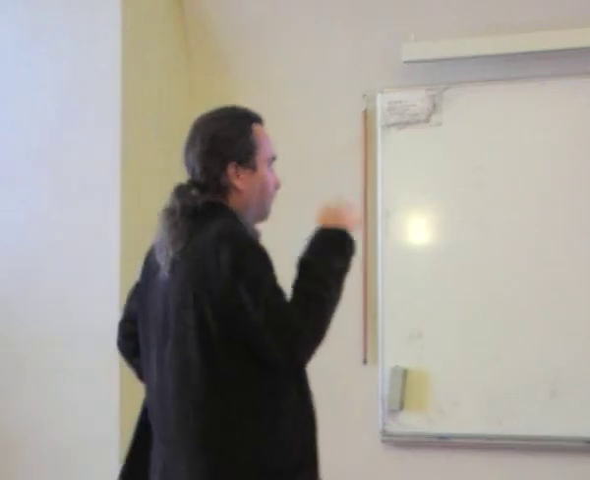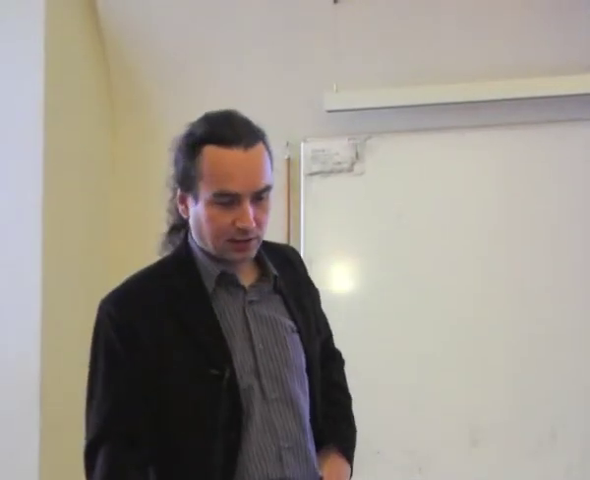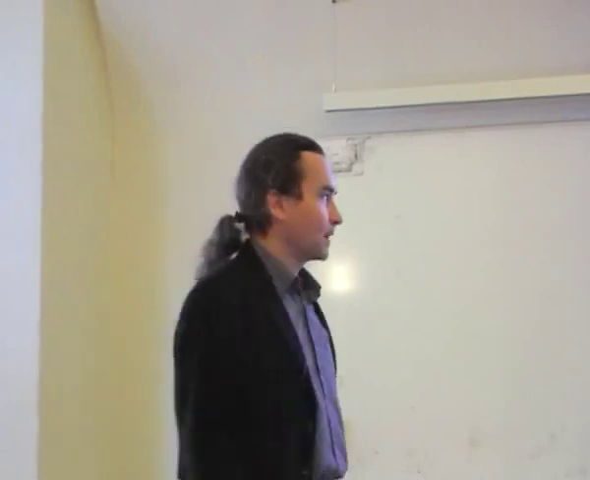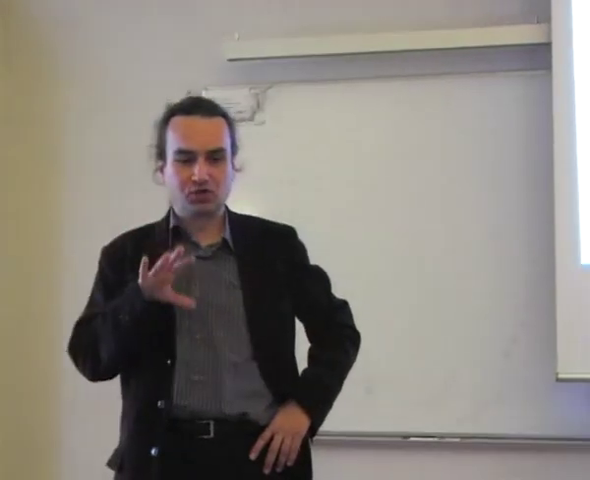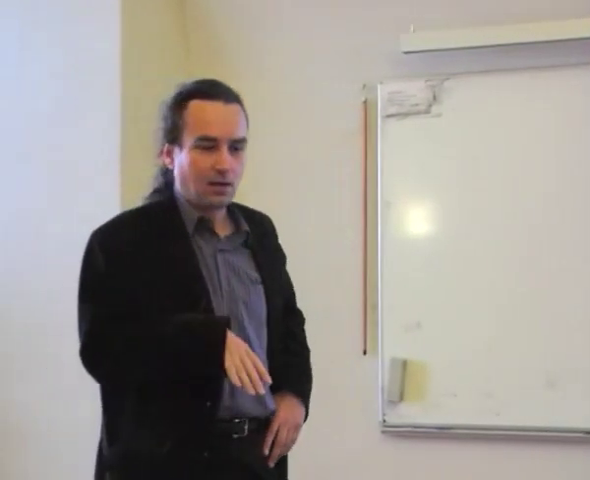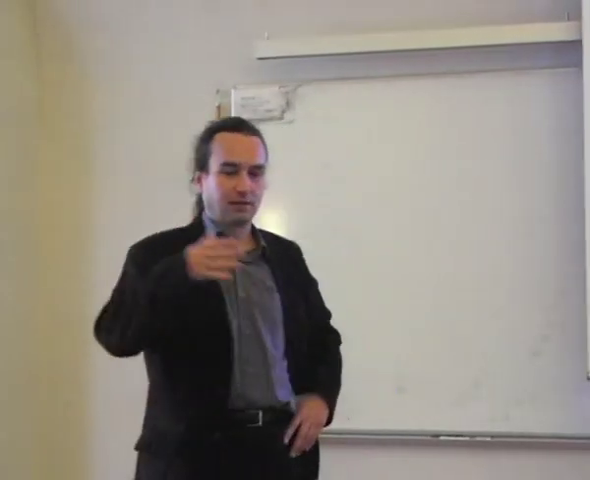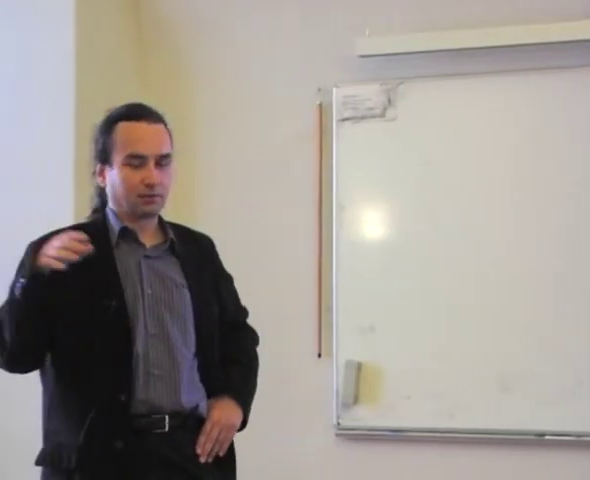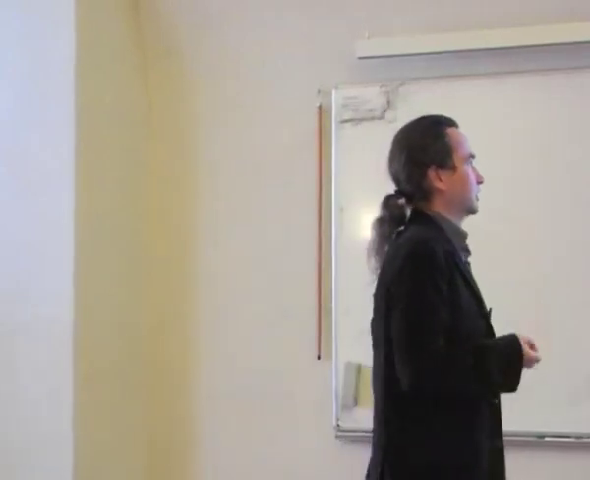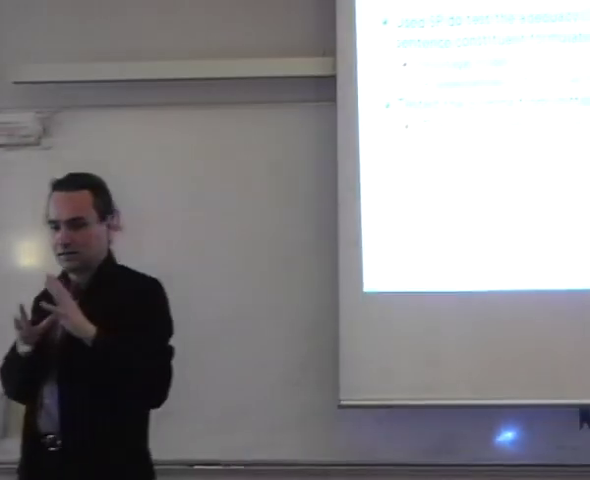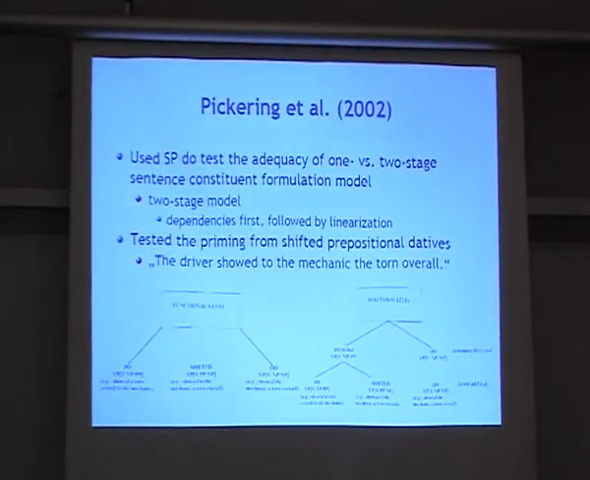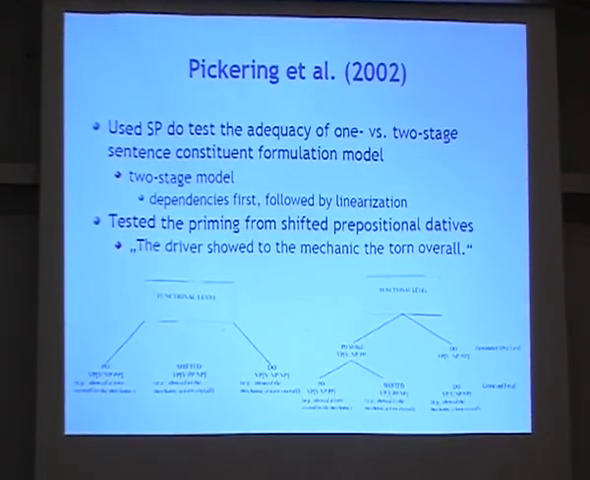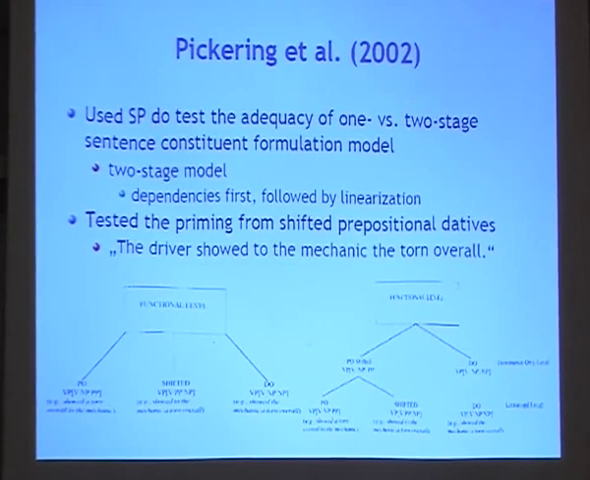Another experiment that tried to make a fairly high-level theoretical point was by Martin Pickering and his colleagues, who focused on the distinction between what they call the one versus two-stage models of sentence formulation. A one-stage model would be a model that formulates the sentence the way it is structured, so it goes directly to the surface structure. A two-stage model would predict that we first generate the structure of dependencies in the sentence and only later linearize them into a sequential representation of how the constituents come in sentences.